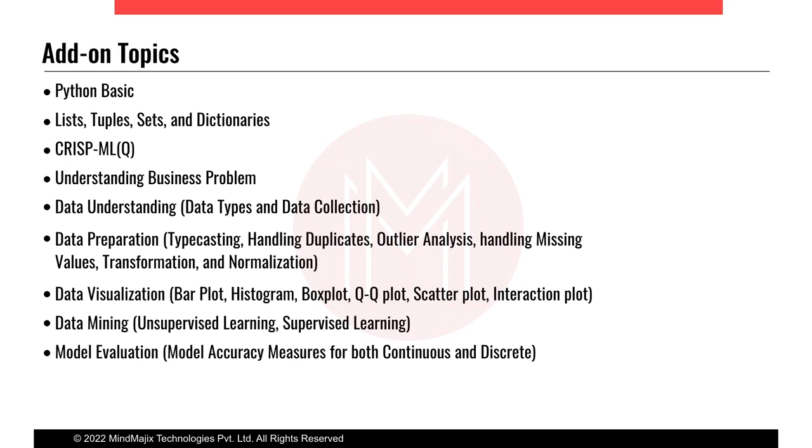And data mining. Data mining is also called machine learning. In machine learning, as I said earlier, there are two or three types of learning, and I will be explaining supervised and unsupervised learning, which are more than sufficient for you. And I will be explaining some key algorithms in supervised and unsupervised learning.